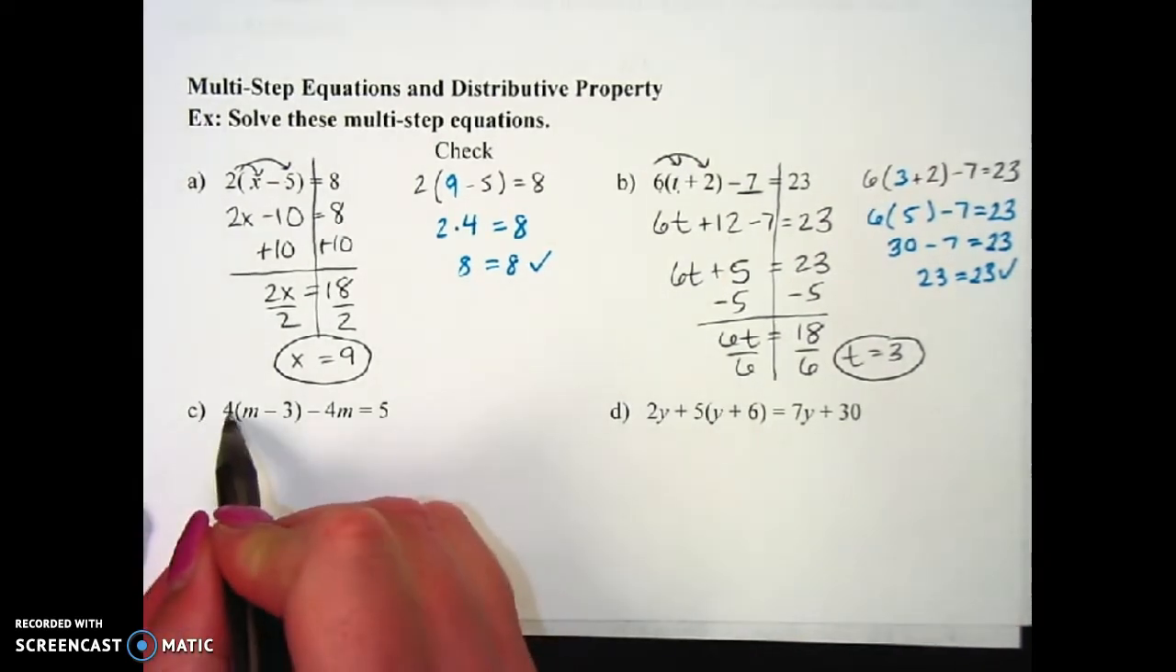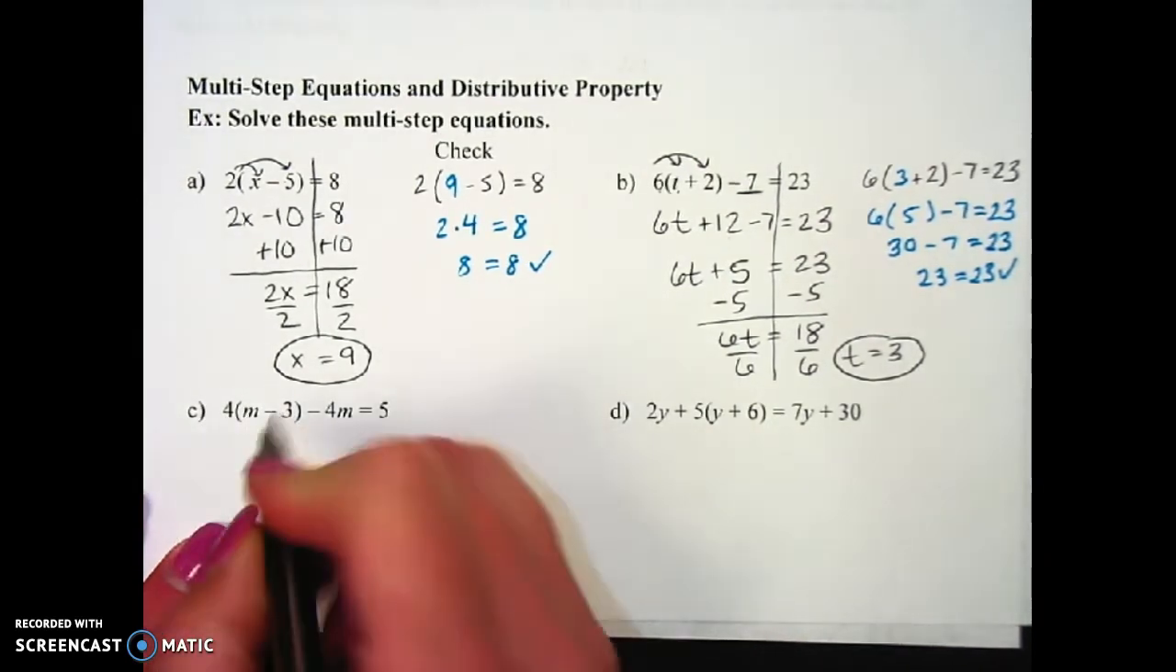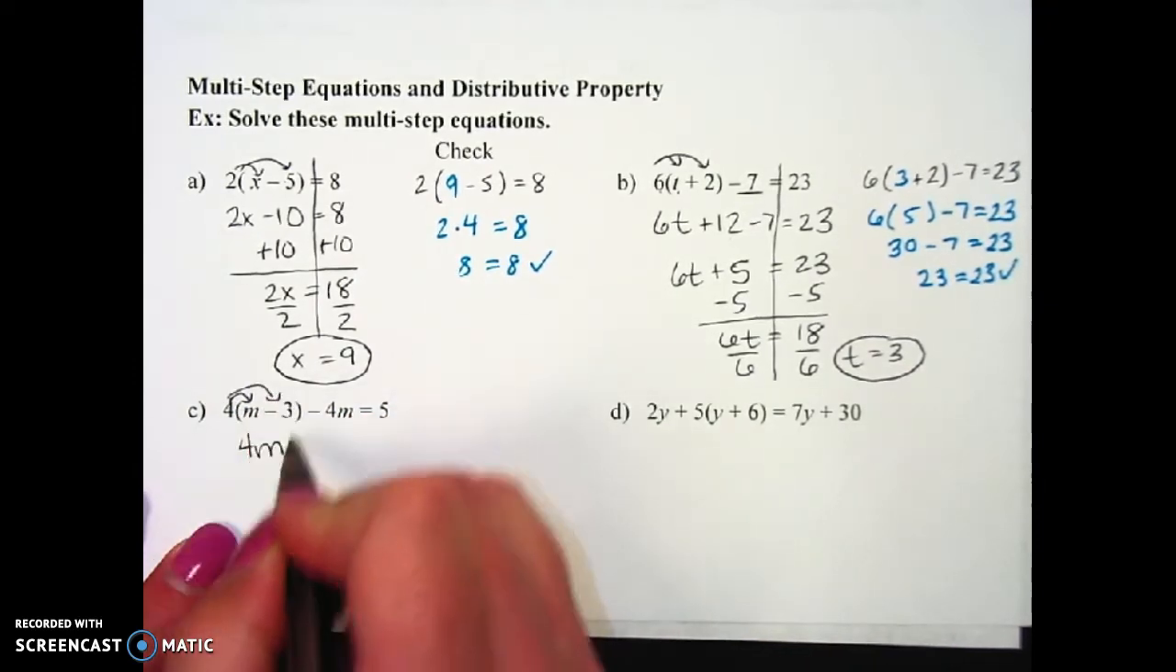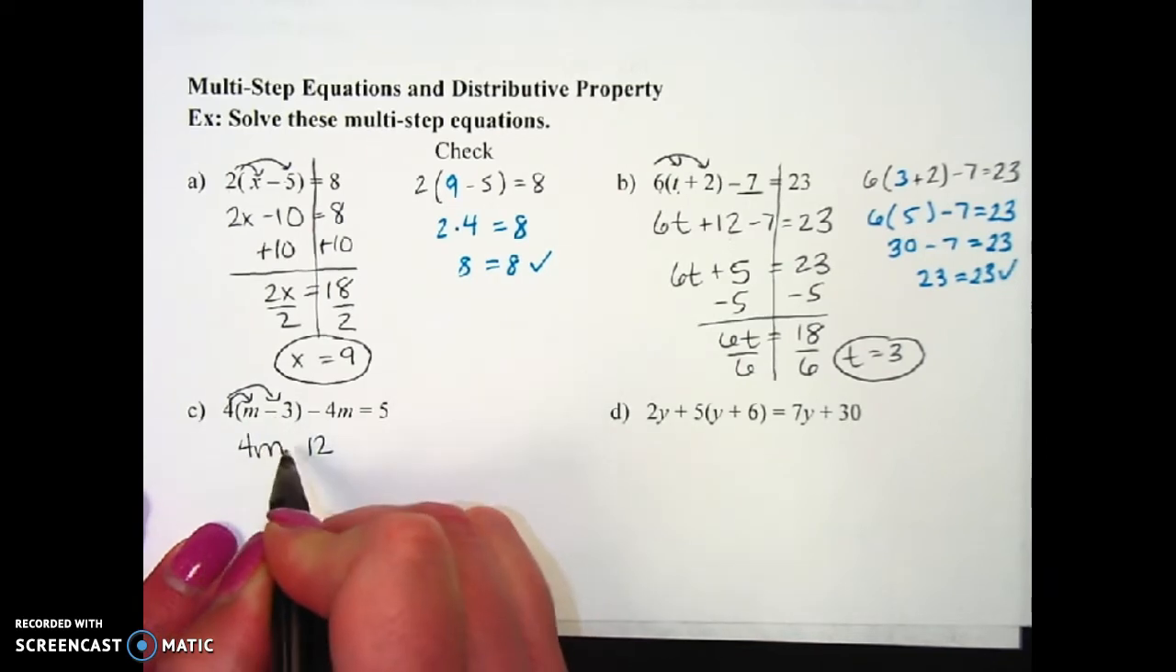I have 4 groups of m and 4 groups of 3. So 4 times m is 4m. 4 times 3 is 12, but be careful, there's a minus sign there.